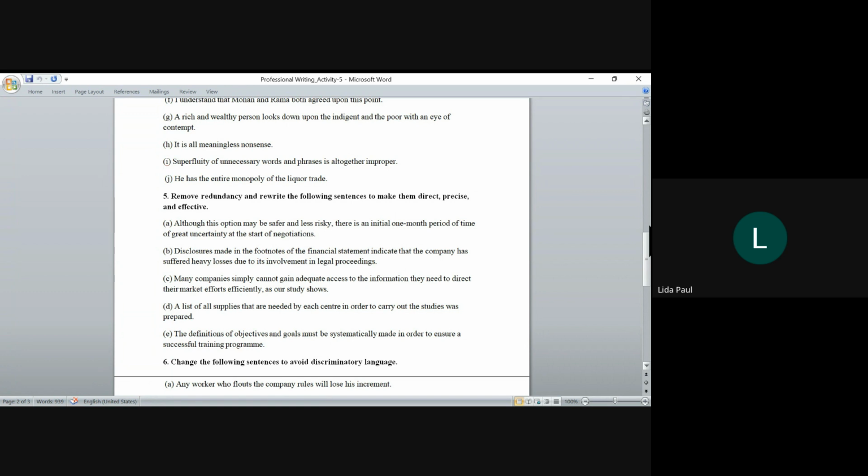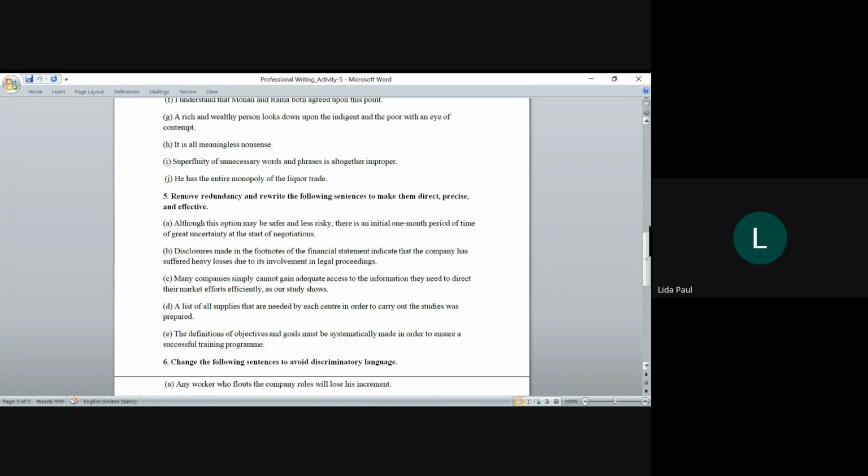So we remove "simply." Then the rest of the part, anything that is redundant, something that you see is irrelevant. Ma'am, can we remove "as the study shows"? "As our study shows." Can we remove it? "Need to direct their market efforts efficiently." Yeah, "as our study shows," you can remove. That can be removed, yes. The whole phrase doesn't add much to the meaning of the sentence, right?